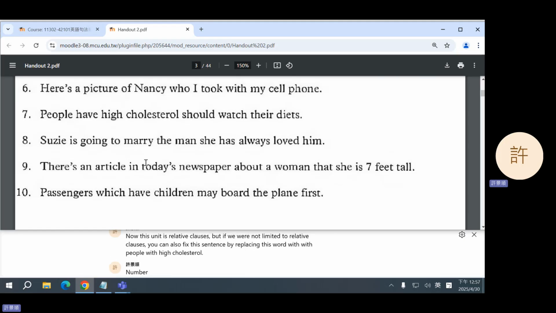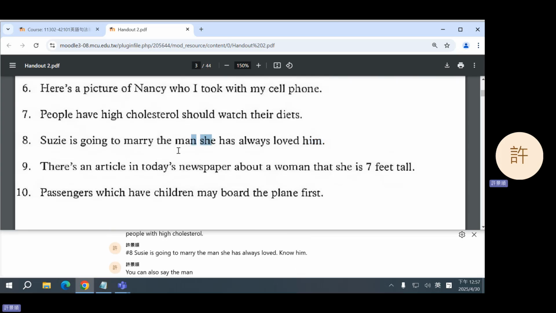Number 8, Susie is going to marry the man she has always loved. No, him. You can also say the man that, the man whom, or the man who. Number 9, there's an article in today's newspaper about a woman who is 7 feet tall, or that, no, she is 7 feet tall. And number 10, passengers who or that have children may board the plane first.